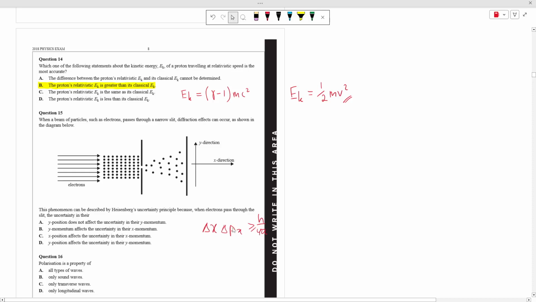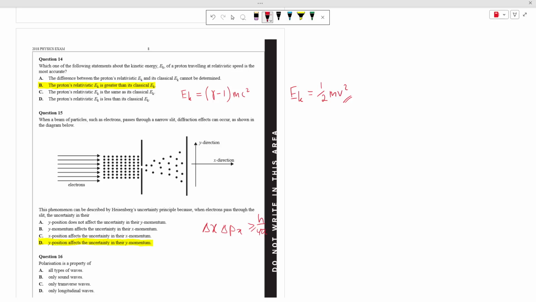B, y momentum affects the uncertainty of their x momentum. No, because there's only one type of momentum in there. C, uncertainty in their x position affects the uncertainty of their x momentum. Well, that would be true if the directions were swapped around here. Or D, the uncertainty in the y position affects the uncertainty in their y momentum. Well, I'm going to say it's option D because that follows the way that the directions have been set up in this scenario.